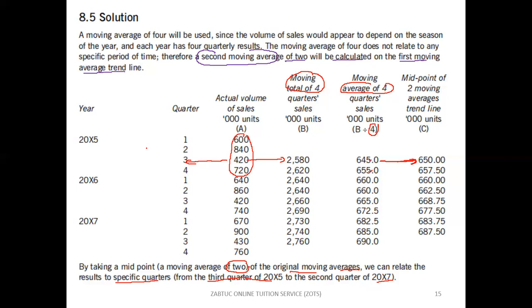Yes, Constance, your hand is up. Sorry, sir, I'm a bit behind on how we're going to find the moving average of 4 quarter sales. Okay. This 645, 640. So you add that, and that. What do you get? That. Then divide by 4. Take that, divide by 4. Okay, I see.